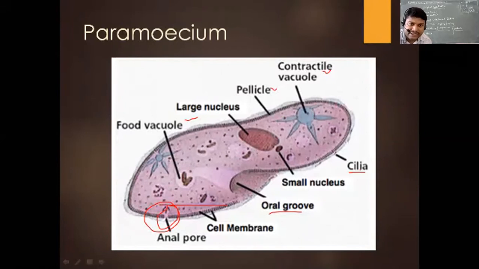But what is more interesting is there are going to be two nuclei. There is one larger nucleus and there is a smaller nucleus. So these two are required by the paramecium, but only one of them is essential for them to survive.